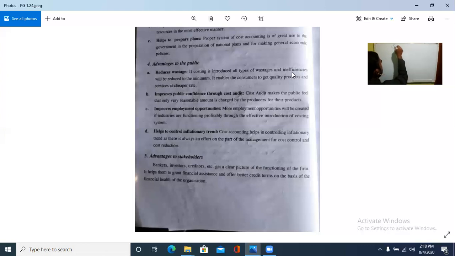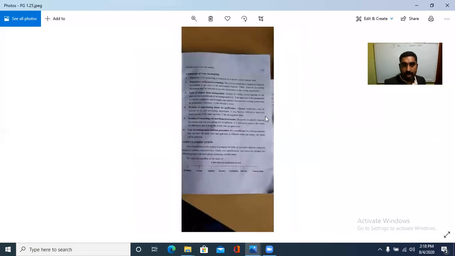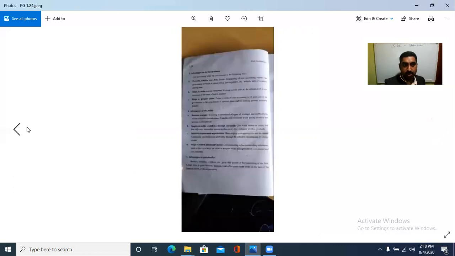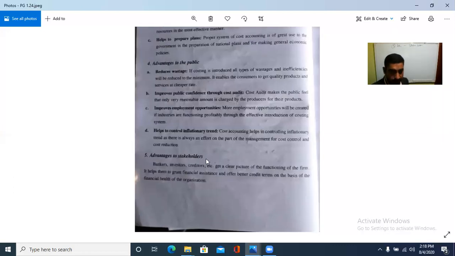So that is the fifth point, advantages to the stakeholders. Who is a stakeholder? These are the advantages to the stakeholders, like banker, investor, creditor, that is, outside parties who are not involved in our business but observe us from outside. That is what we call stakeholders. So clear picture of the functioning of the firm. It helps them to grant financial assistance and offer better credit terms. So they are granting what? Granting financial assistance as well as better credit terms.